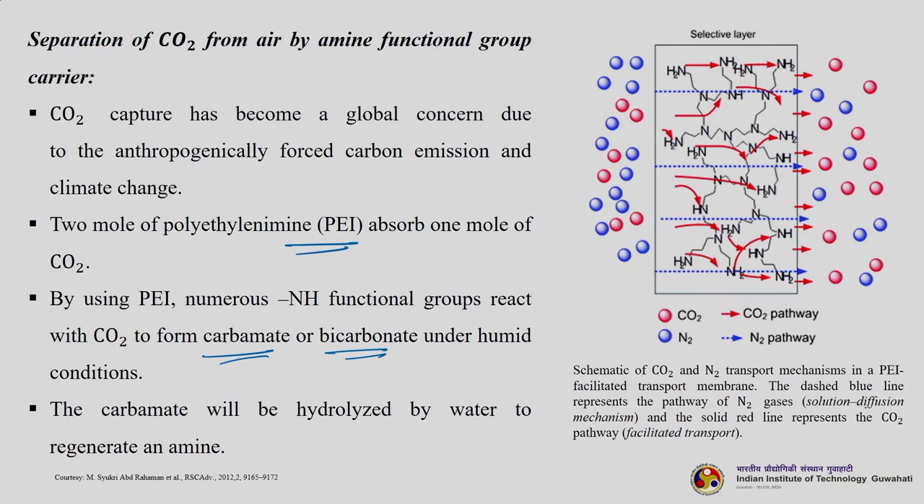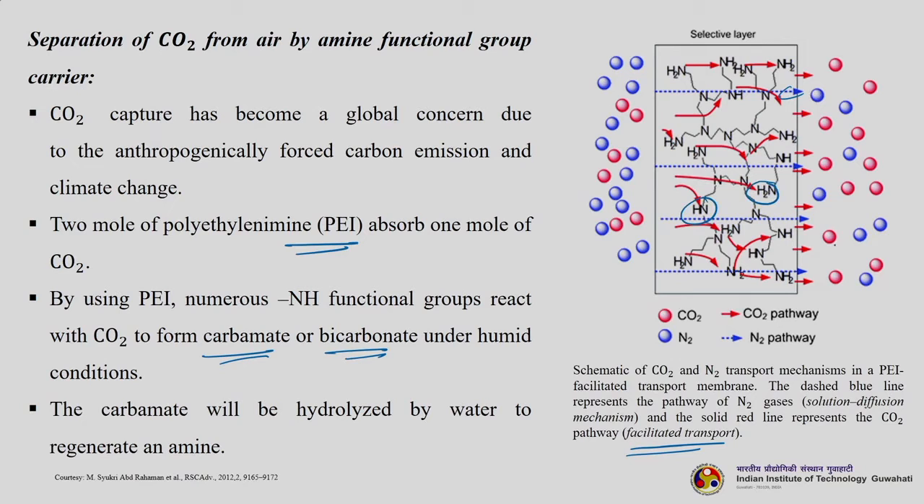So, you can see the dashed lines, these lines. It is actually the pathway for nitrogen gases. The nitrogen is getting transported, whatever amount, which is much lesser than that of the carbon dioxide, of course, and the mechanism for this transport is solution diffusion, whereas carbon dioxide is getting transported through the facilitated transport by binding with the NH groups already present in the membrane.